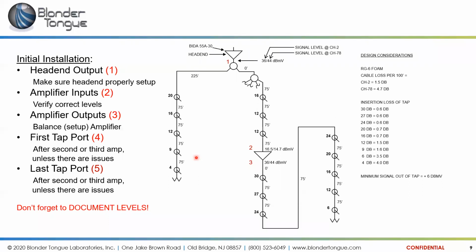So we're at amplifier outputs, we're balancing, setting up the second amplifier here, making sure we have 36 dBmV on the low channel, 44 dBmV out on the high channel, and then we can move on. We move on to the first tap port after the second or subsequent amps. So for every segment, if we have multiple amplifiers here, every amplifier, we would do the same thing. Look at the first tap port after it and the last tap port after it to see if we get close to, again, within a decibel or so, the calculated readings that we should have.